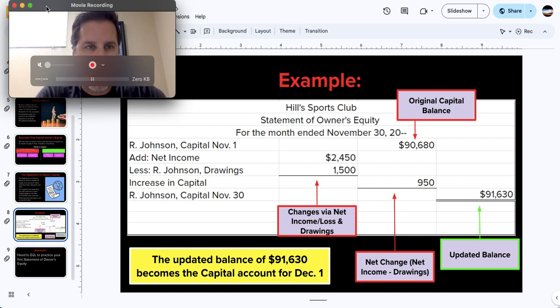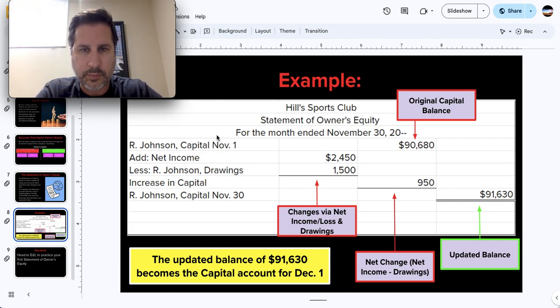Now this is a 3-column statement. The first column shows the changes that have happened to our statement of owner's equity. So over the course of the month, what's happened to the business. The second one shows our original balance along with any subtotal of the change. And then the third column simply shows what our updated capital is.